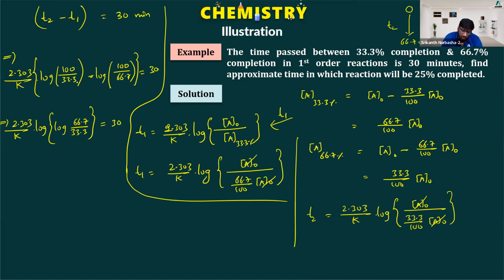Is that understood or not? This step, from this step to this step. Log 100 gets cancelled out. Minus log 33.3 plus log 66.7. That becomes log 66.7 by 33.3.